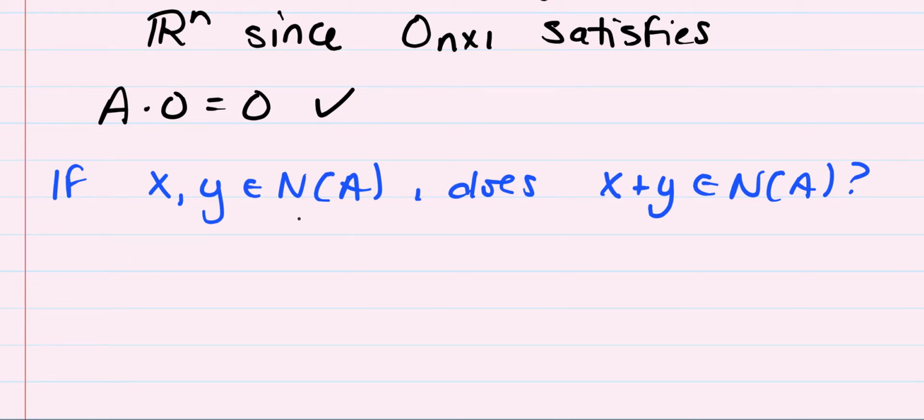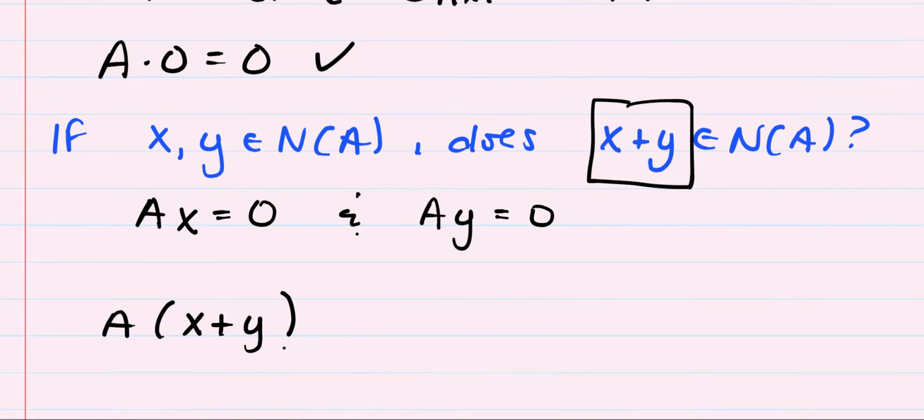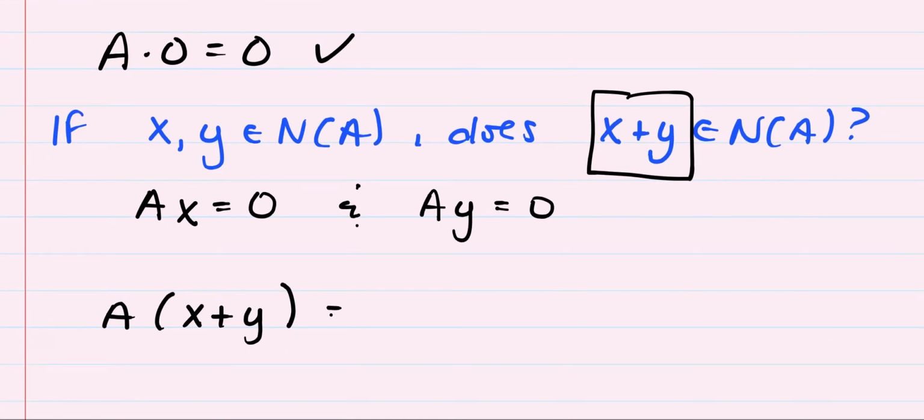So if x and y belong to the null space, that means A times x is equal to 0 and A times y is equal to 0. We want to see if this belongs to the null space. So if we apply A to x plus y, now we use properties of matrices. We know that this is the same thing as A times x plus A times y. But A times x is 0 and A times y is 0, so we get 0.